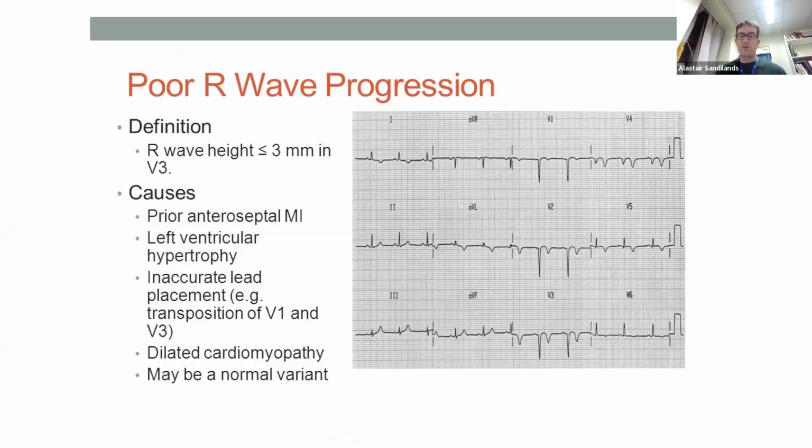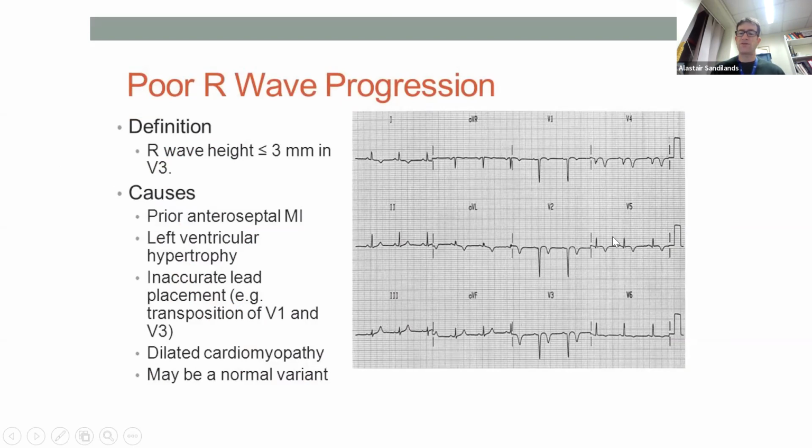So this is an example for you, which I've shown you before. We're looking at the chest leads here. If we go through our routine basic algorithm of the ECG, we're looking at the QRS next. We've got a narrow QRS, no R wave.